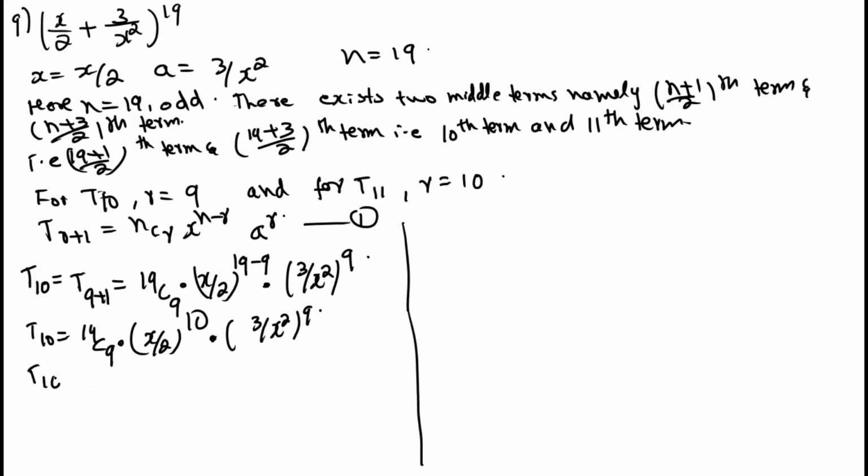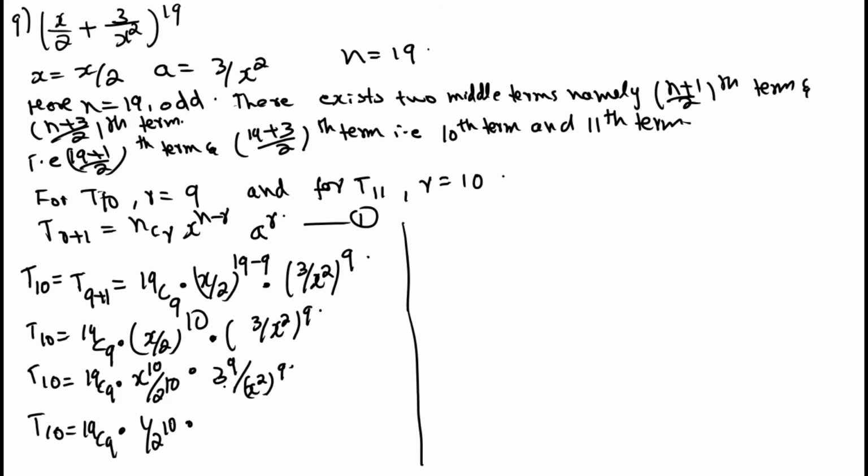So we can write it as T10 equals 19C9 into (a by b) to the power n, which is a to the power n by b to the power n, and here also (a by b) to the power n is a to the power n by b to the power n. So T10 equals 19C9 into 1 by 2 to the power 10, here 3 to the power 9, into the remaining term x to the power 10 into 1 by x to the power 18.